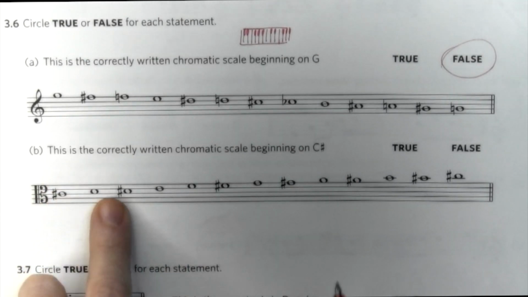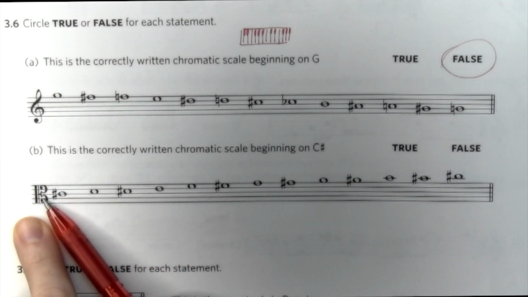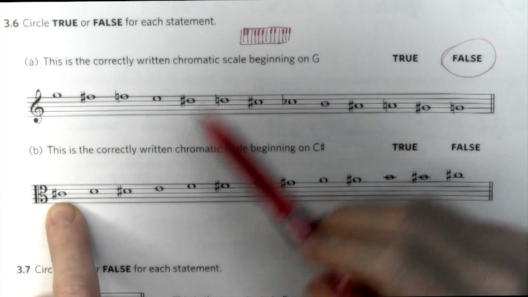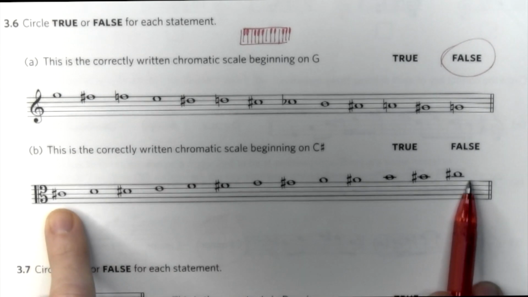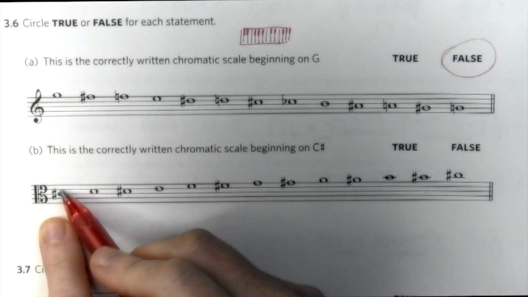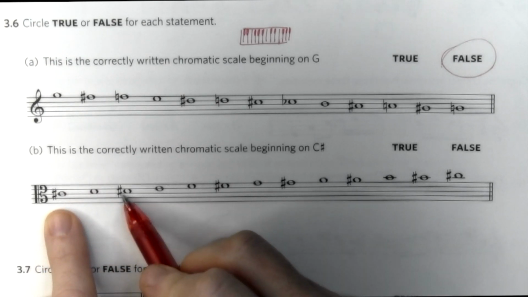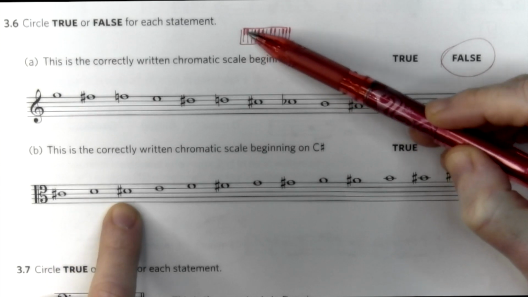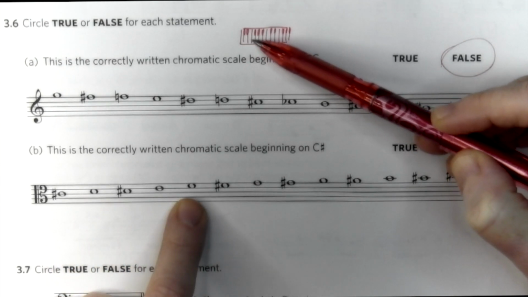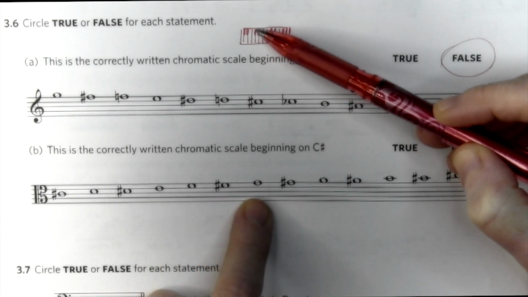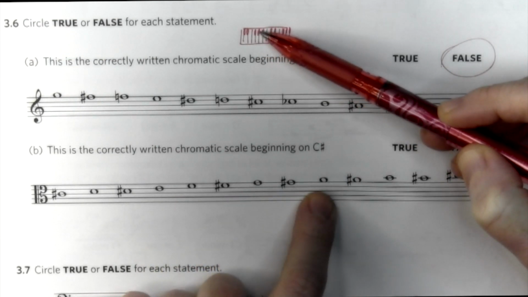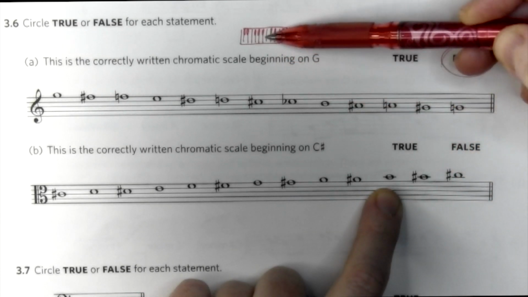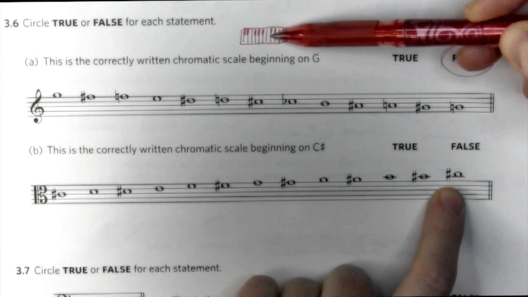No. Let's have a look at this one here in the alto clef. So Do sharp. If you're not confident with reading in the alto clef, just put the note names on the top and don't forget the sharps, okay? Okay, Do sharp, Re, Re sharp, Mi, Fa, Fa sharp, Sol, Sol sharp, La, La sharp, Si, Si sharp, and Do sharp.